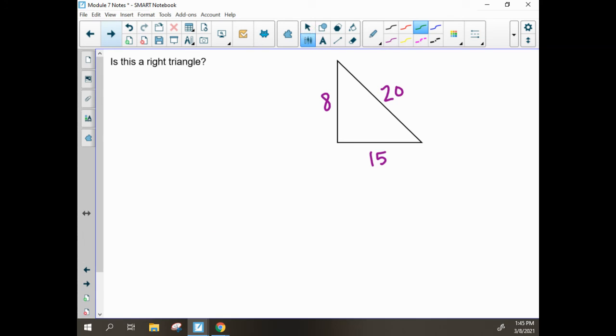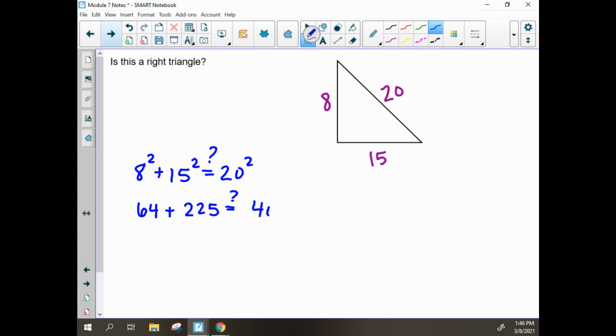And our last example goes with the numbers 8, 15, and 20. We know 20 is our biggest number, so we're going to put that as our hypotenuse. So we get 8 squared plus 15 squared is equal to 20 squared. 8 squared is 64. 15 squared is 225. We're still unsure if it's equal to 20 squared, which is 400.